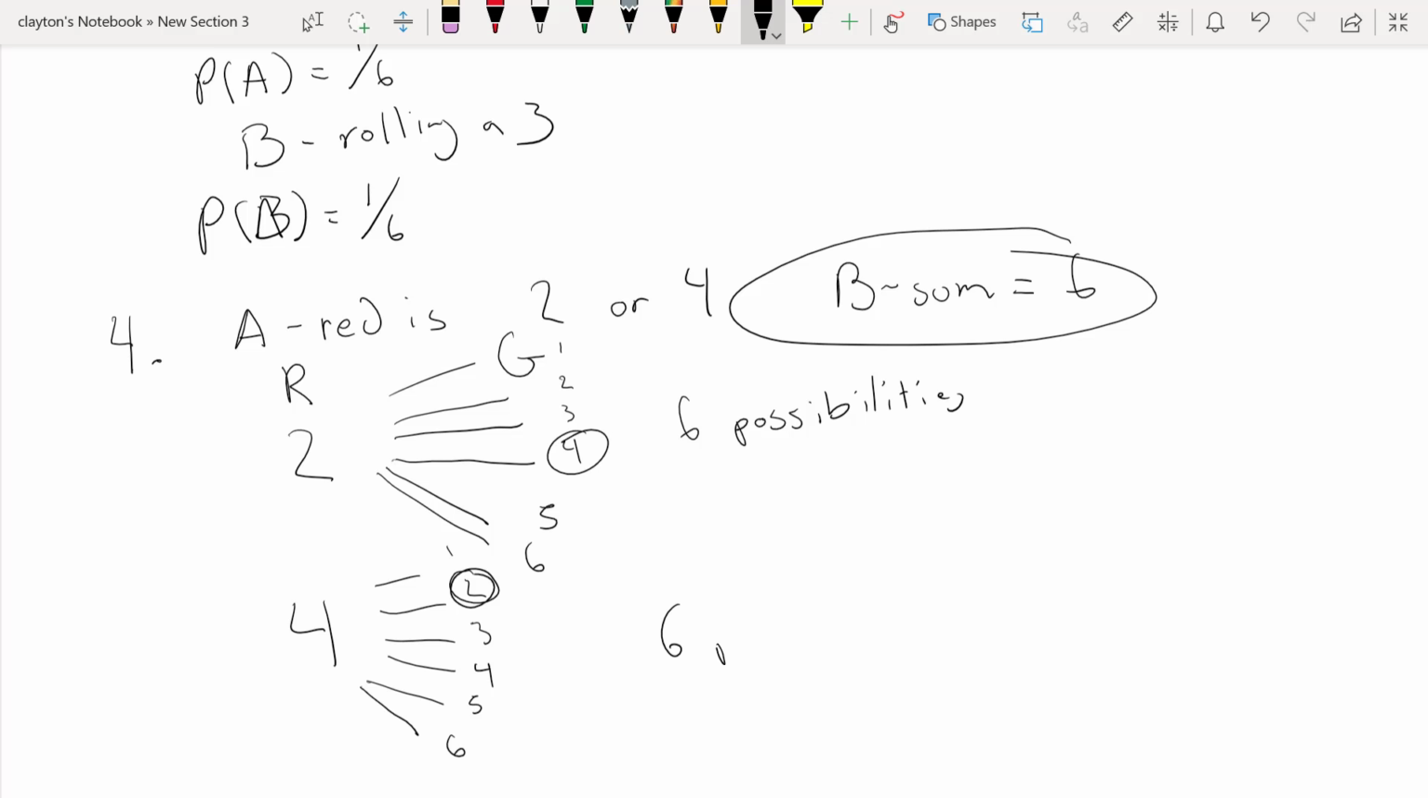6 possibilities down here. And in each case, right, the one that we've circled is really the only one that we care about. So we have 2 possibilities that work, right, the highlighted ones here. And we have 12 possibilities total, so it just simplifies back to 1/6.